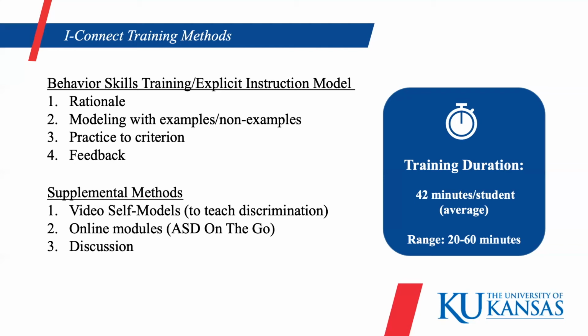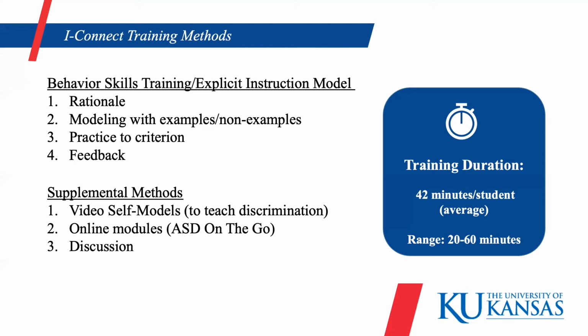There's some supplemental methods that you can use to help students learn how to use iConnect. There's video self-models where you video the student just in the classroom, and then they use that video to learn how to monitor. So they monitor themselves watching the video. You can use online modules such as ASD on the Go that teaches students about what self-monitoring is. And you can always include discussion with this. So you can discuss the various points and reasons why, the rationale why this could be useful.